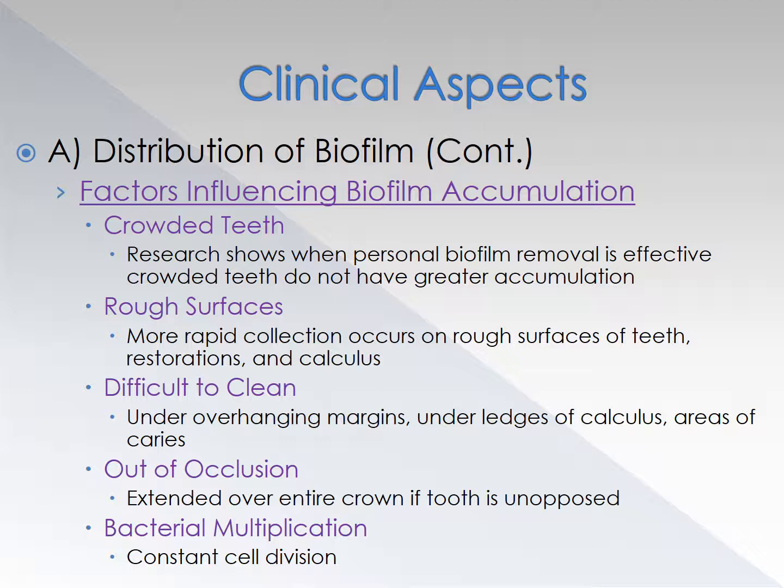So factors that influence accumulation could be crowded teeth, rough surfaces, difficult to clean areas. So under overhangs, under ledges of calculus, areas of caries, and then out of occlusion. So it extends over the entire crown if the tooth is unopposed. So I had a patient one time that came in. He was a young man in his early 20s, and he had calculus even on the occlusal surface of his molar. The molar was unopposed. He had had a tooth extracted.